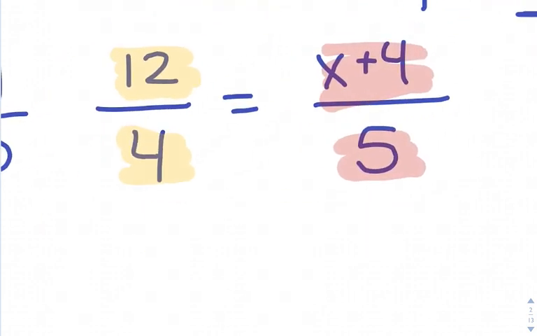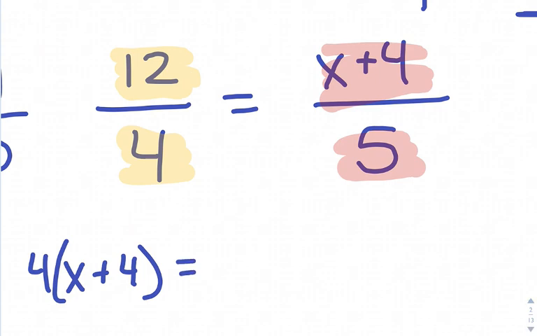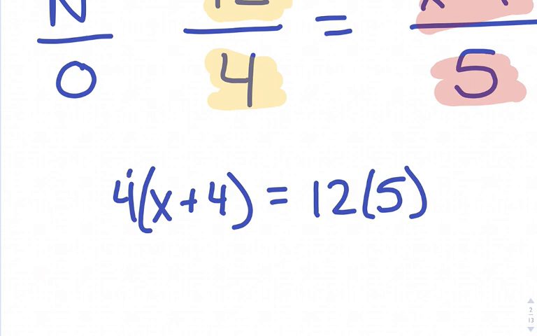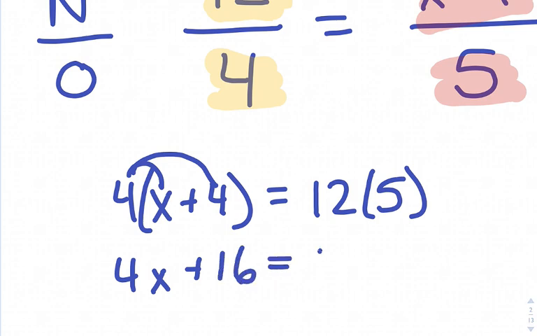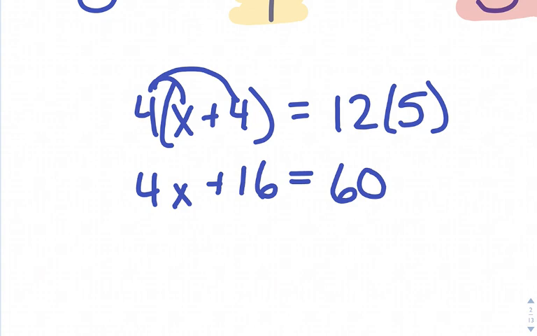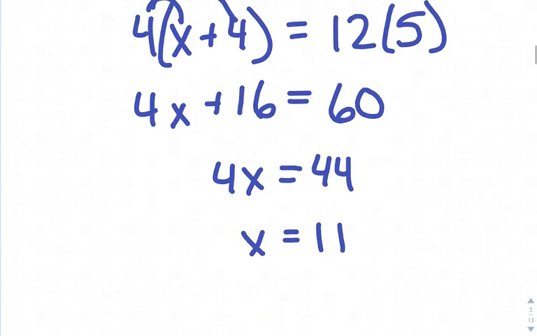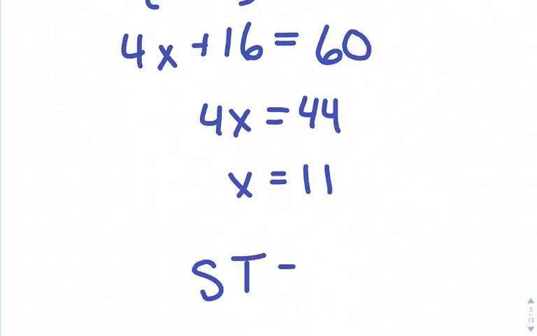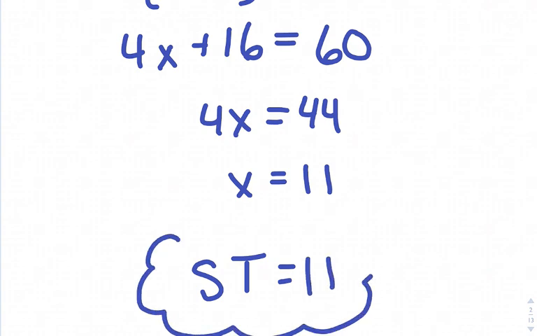So now I can cross multiply. But before I try to do it in my head, I'm going to write it out. So this is going to be X plus 4 times 4 equals 12 times 5. If you write it out, that's going to help you. So remember, you have to distribute here. So this would be 4x plus 16 equals 60. Now I'm going to subtract 16 over. I get 4x equals 44. Divide both sides by 4, and I would get x equals 11. And then remember, we're solving for ST, so ST equals 11.